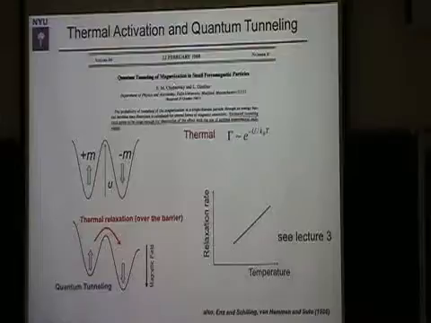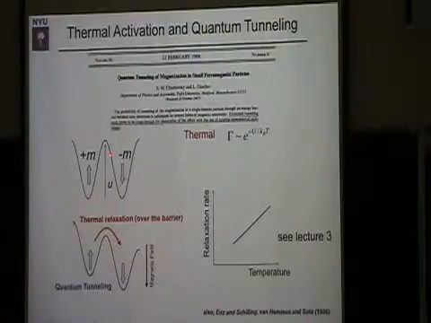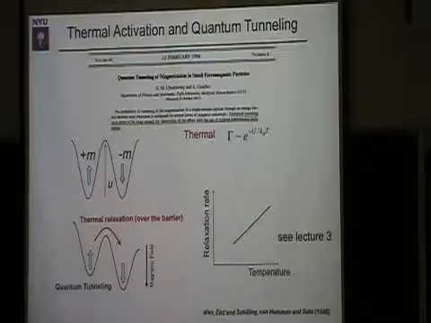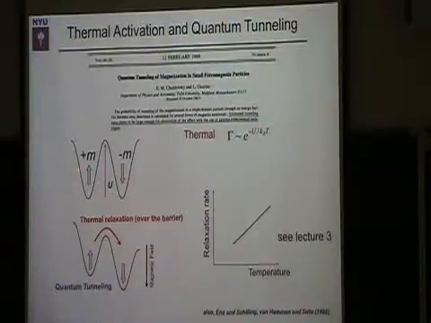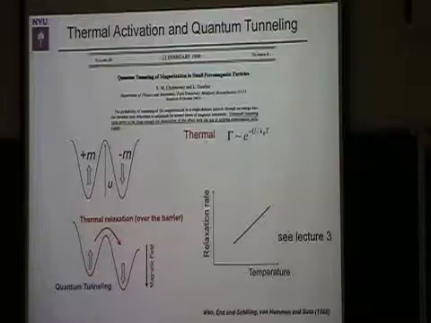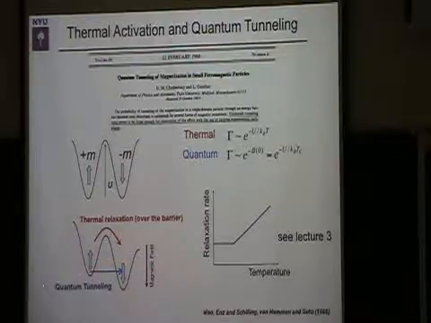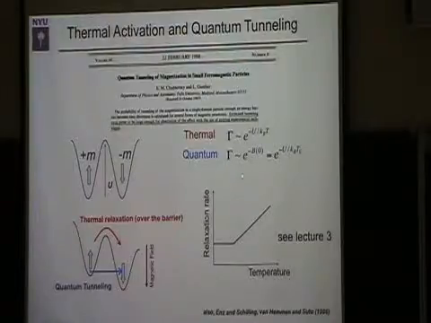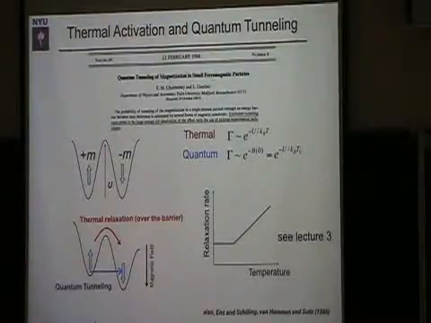But in the 1980s, I should say, it was proposed that there could be quantum dynamics of the magnetization. These were the groups that proposed it: Enz and Schilling, Chudnovsky and Gunther. They said there should be some kind of quantum relaxation. That is, there should be a possibility of tunneling directly through the barrier without borrowing thermal energy.